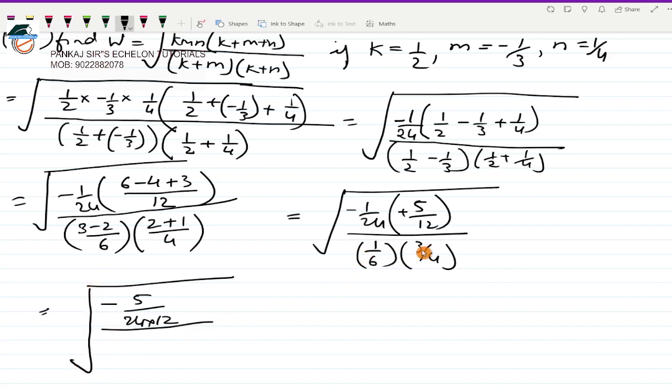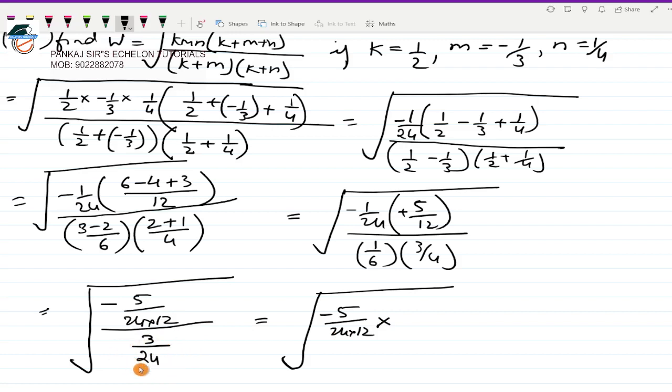Yeah. Now this will work out to what? 3 ones are 3 upon 6 fours are 20. Got it? Now see what I'm going to do. Okay. Square root sign again. Now this is minus 5 upon 24 times 12. This is the numerator. And this is upon, so I'm going to make it multiplication.